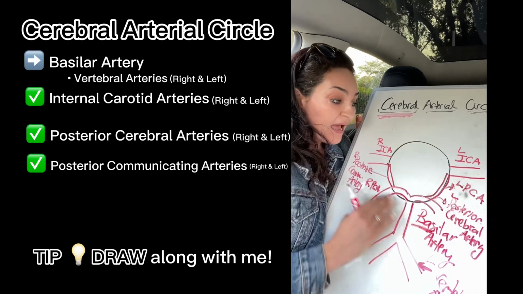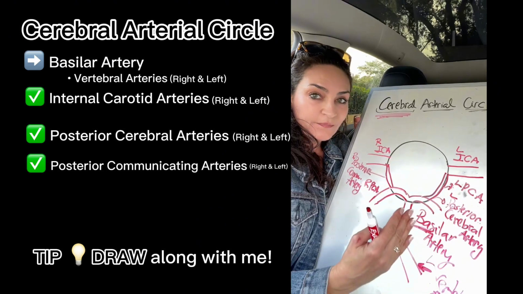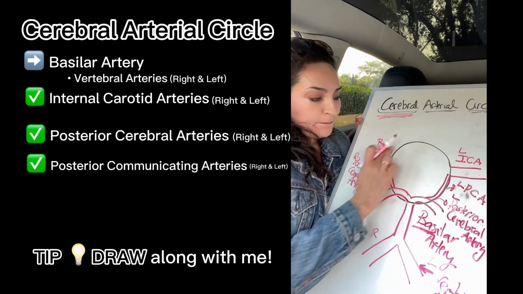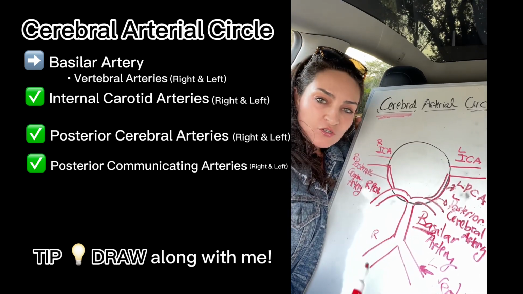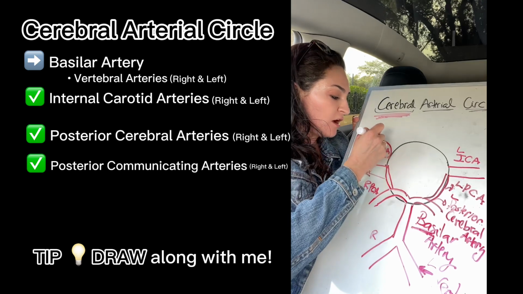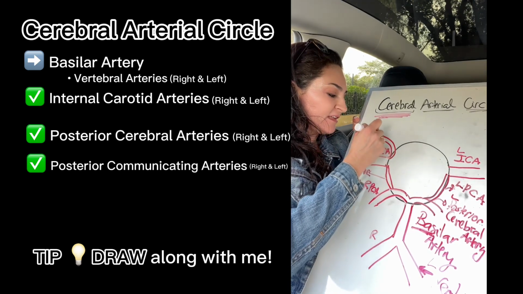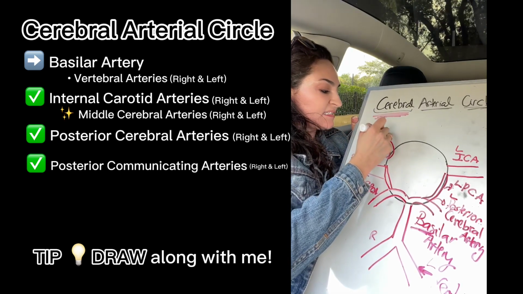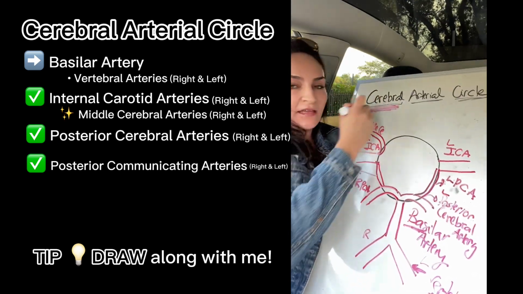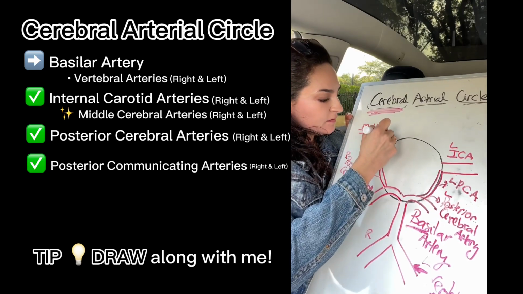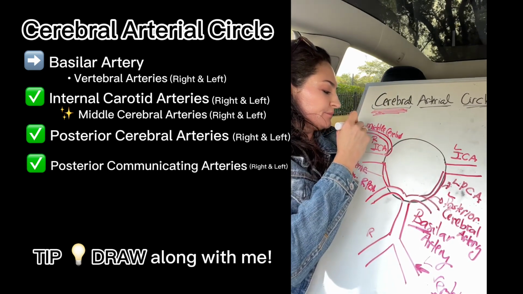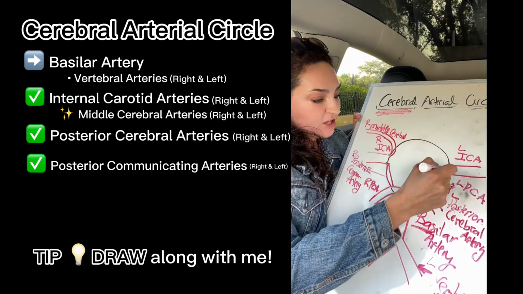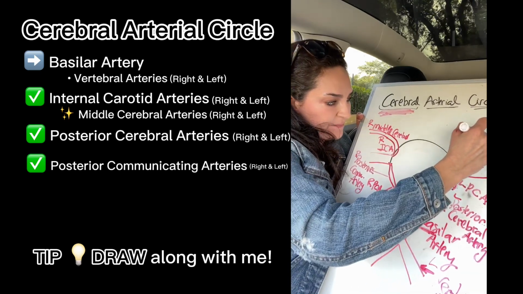Remember, we are coming up with a circle at the end. Now, the internal carotid artery, as I said in the beginning, is close to the middle of the circle. And that's how you remember that branching out of the internal carotid artery, you have an artery named middle cerebral artery. Cerebral, because it is the cerebral arterial circle. And you have one on the right side, and another one on the left side.